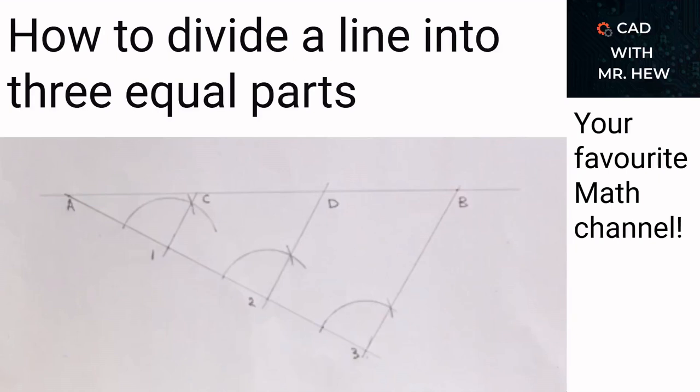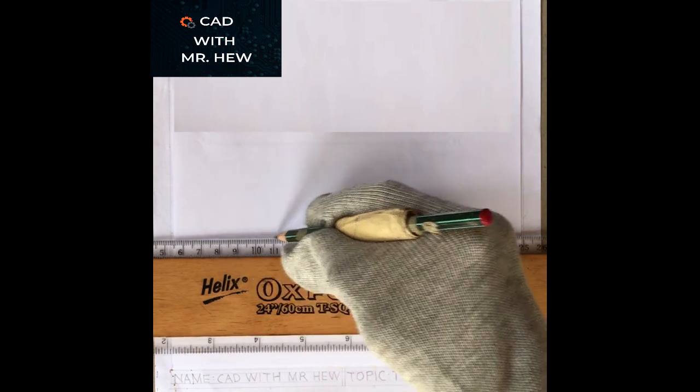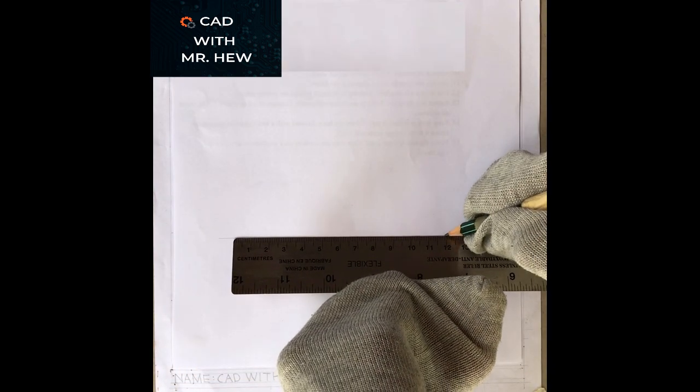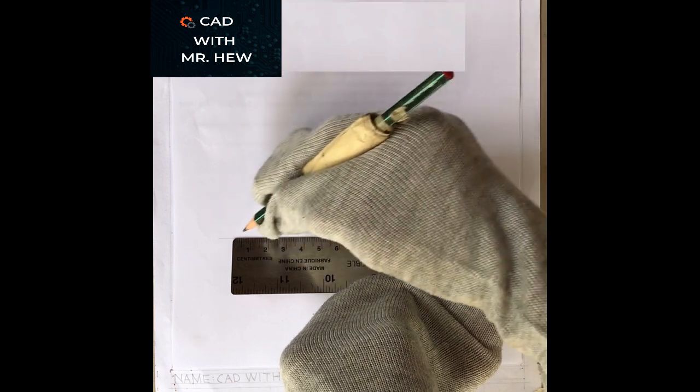We'll be dividing a given line into 3 equal parts. First thing we're going to do, we're going to draw a construction line which is longer than the given line that we're dividing into 3 equal parts. So we're going to measure 12 centimeters on this line.